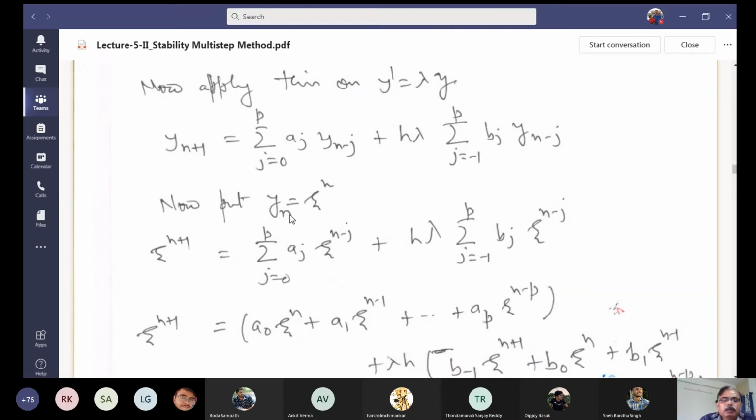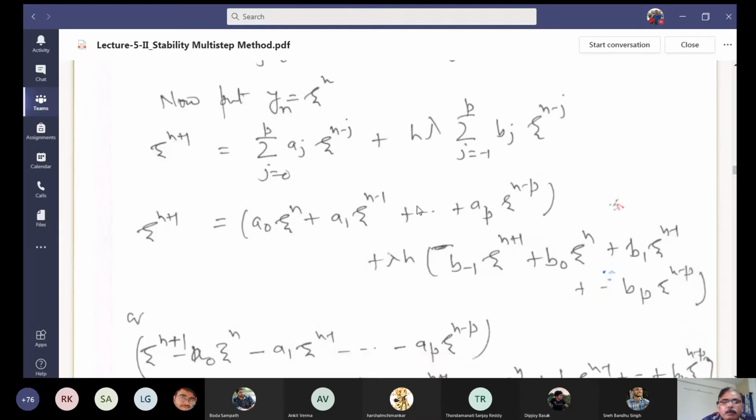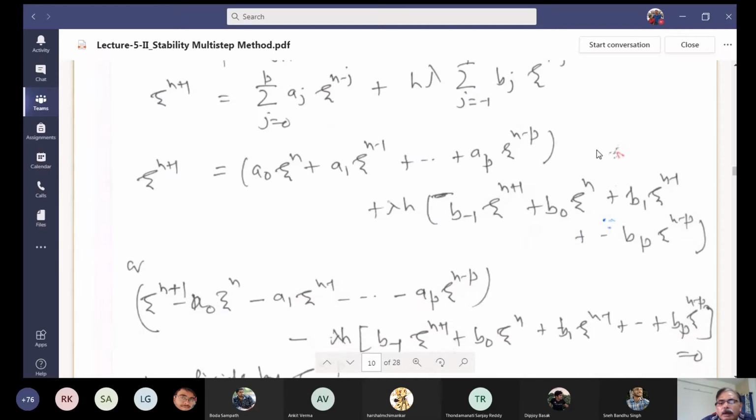So we'll just put y n as xi to power n. You will see later on why we write this xi to power n. So y n equal to xi to power n, if we put here, we'll get xi to power n plus 1, and like that we'll get xi to power n minus j, and here it will be xi to power n minus j also because y is there. So if you write in open form, it will be xi to power n plus 1 equal to a naught xi to power n plus a1 xi to power n minus 1, like that, up to a p xi to power n minus p, and like that.